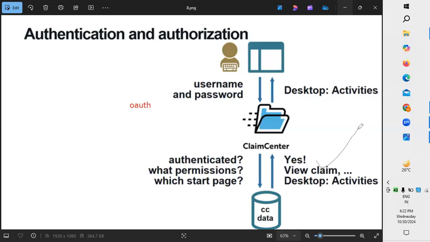So if you are a BA, there are two requirements that will be taken: one for the desktop activities, and the second for the view of the claims. These are the two things you normally handle as a business analyst when going for authentication and authorization. This is something from the technical BA point of view when you are working on Claim Center in Guidewire that you must be good and familiar with.